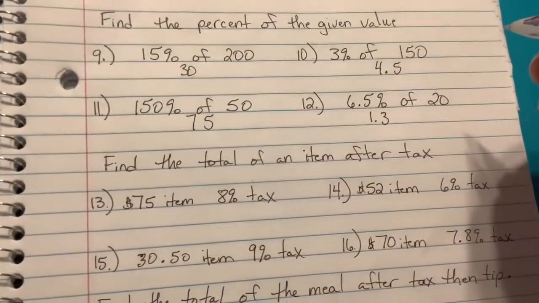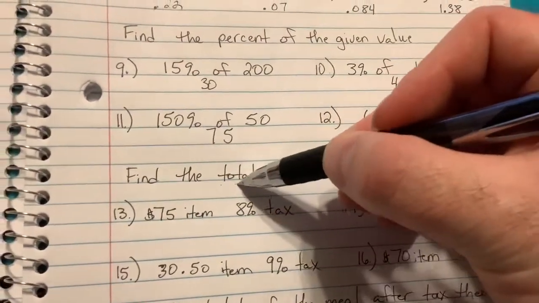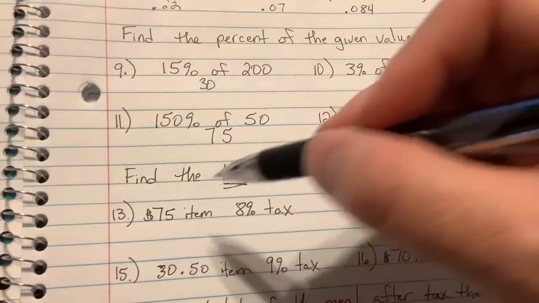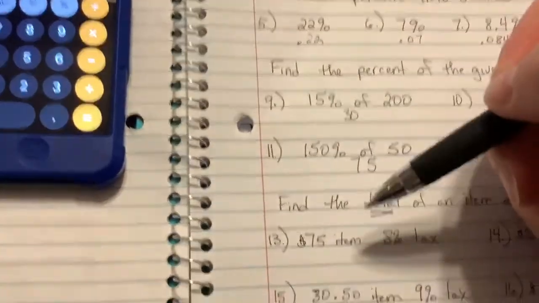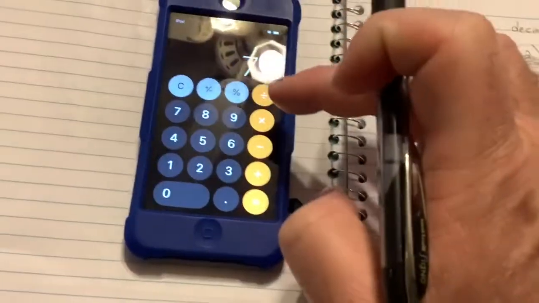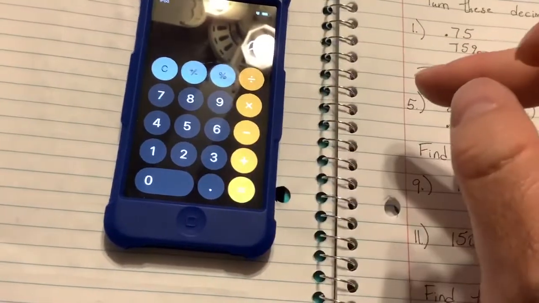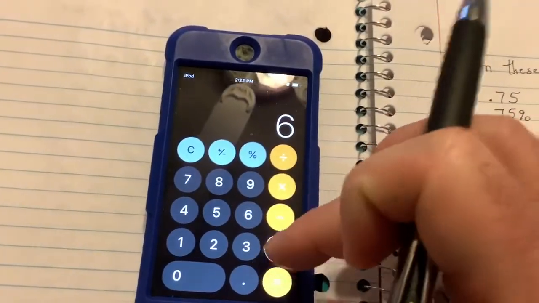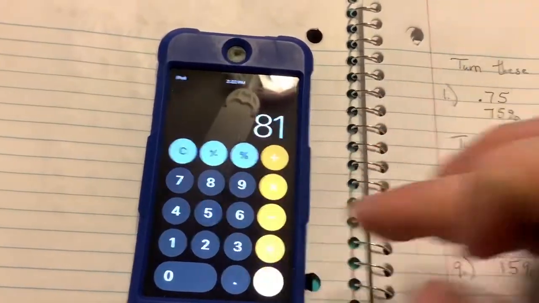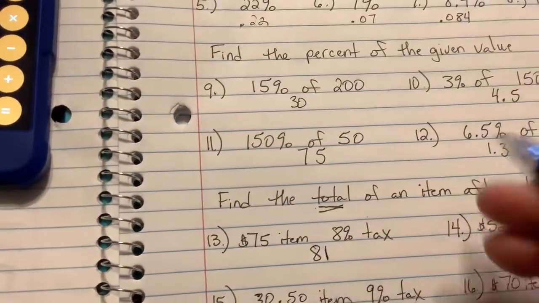Find the total of an item after tax. So the total of an item after tax, that means you're going to pay for the item and the tax, okay? So 75. First we got to find the tax. So 75 times 0.08 is $6. That $6 is plus 75, the original amount. So it's $81.